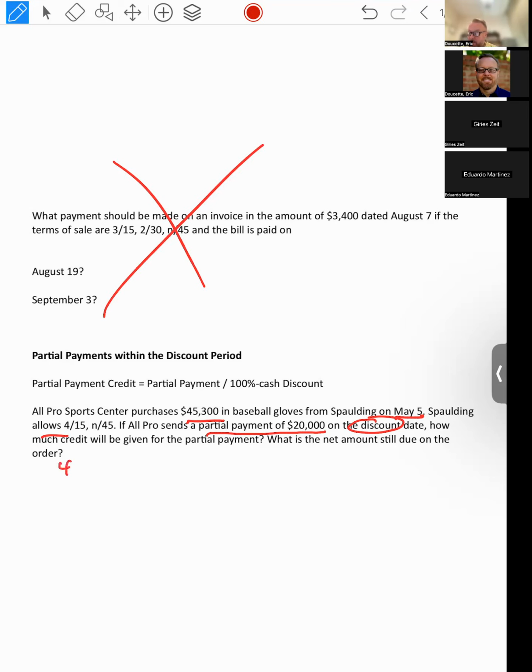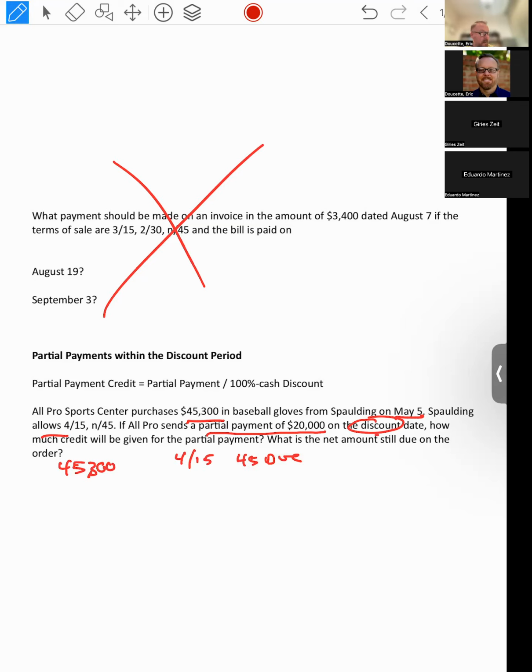So again, our invoice is $45,300. We have terms of 4 and 15, so they get a 4% discount if they pay within 15 days, and it's due in 45. All right, so what they want to figure out first is how much of a discount they get.